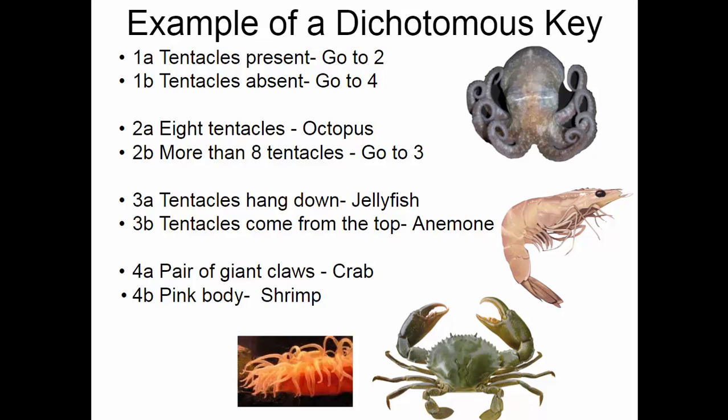Let's do another example. This creature. We go back and start at one again. Tentacles present or absent? Absent. Now I need to go down to four. Does it have a pair of giant claws? No. Does it have a pink body? Yes. This is a shrimp.